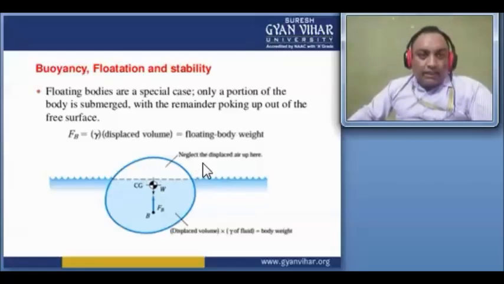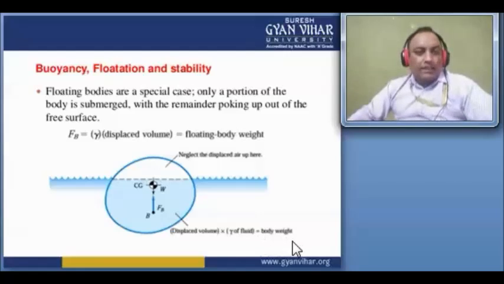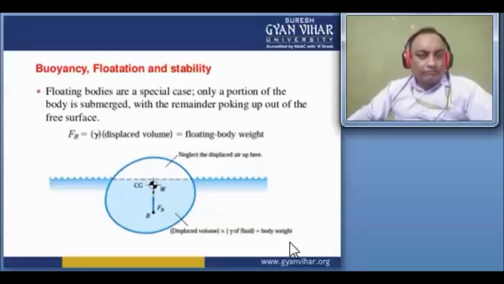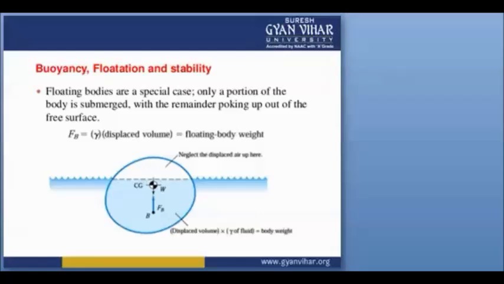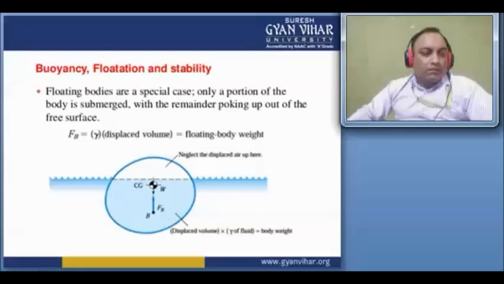So we neglect the displaced air up here, and this is the displaced volume into gamma of the fluid, and the total weight is here, right? So in this case you understand about the buoyant force, and in this case the metacenter exists.